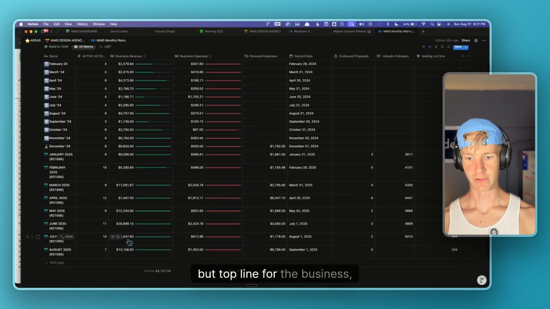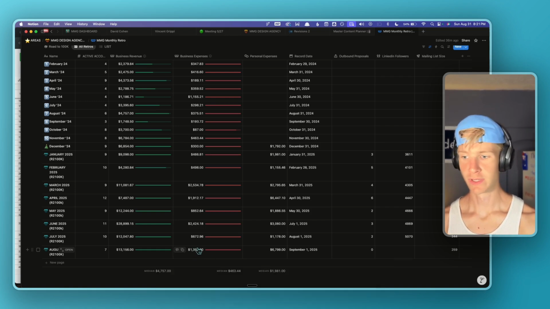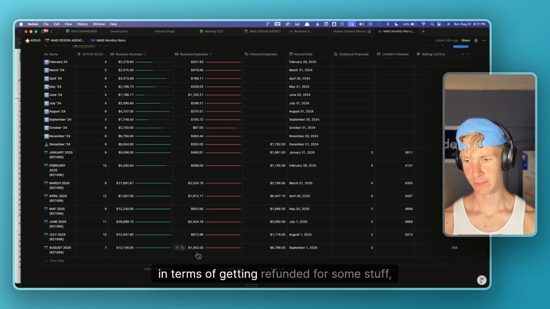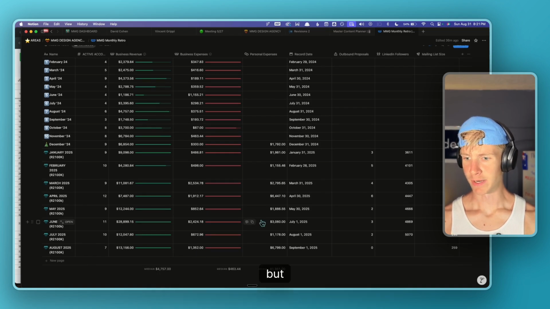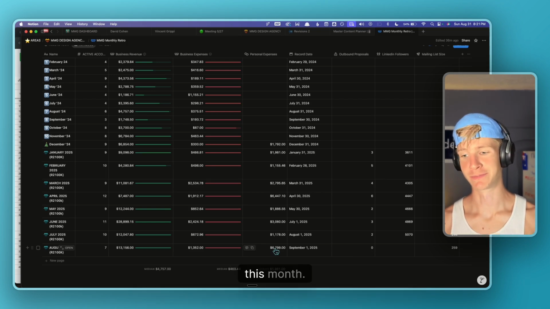But top line for the business, $13,156. Business expenses, $1,352, and that was a little bit higher than usual. But there's a few nuances there that we'll talk about in terms of getting refunded for some stuff. But personal expenses, $6,000, and that was because our annual taxes were due this month.